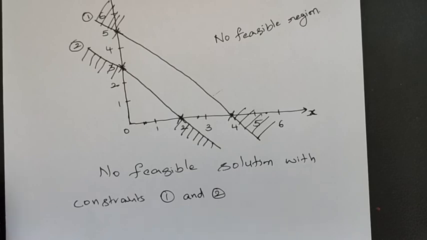Okay, so this is a one model of problem, right? So here there is no feasible region. We are unable to find the values of x and y, so we are unable to find the value of z also. Okay, right, thank you.